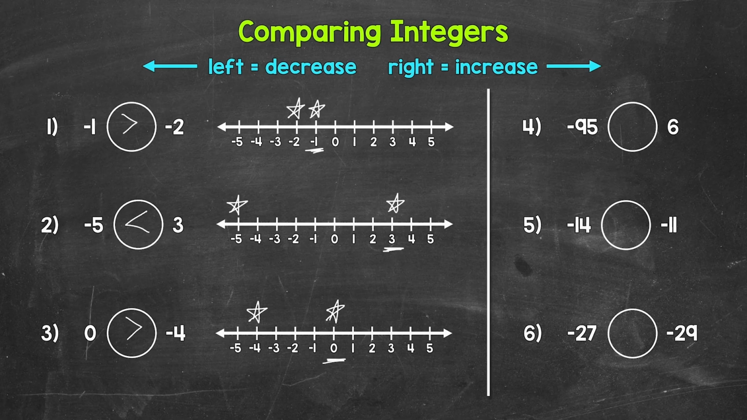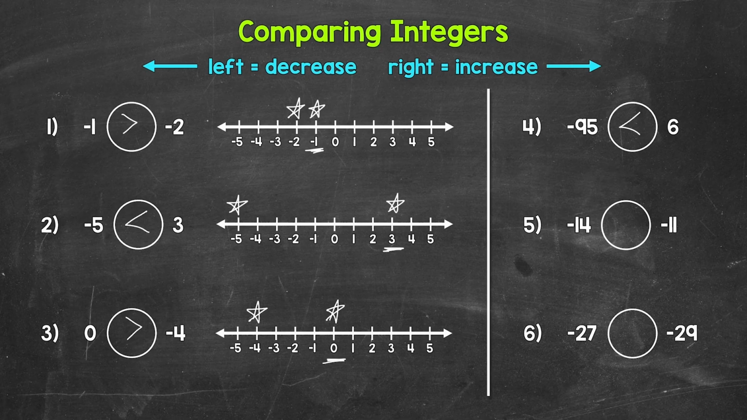Let's move on to number 4, where we have -95 is greater than, less than, or equal to 6. Well, we have a negative and a positive here. The positive is automatically greater than the negative. And thinking in terms of a number line, 6 is going to be further to the right than -95. So reading this from left to right, -95 is less than 6.